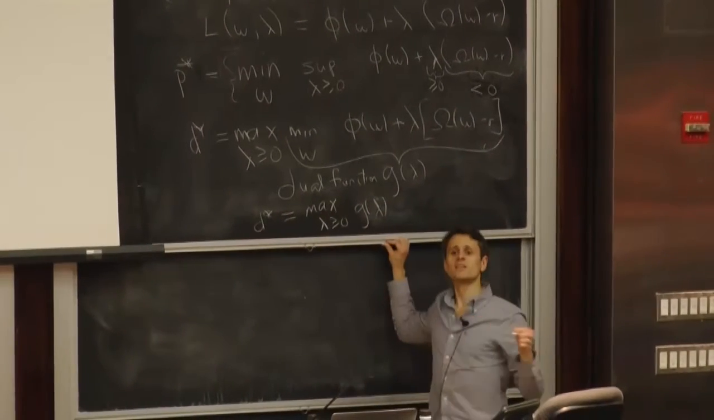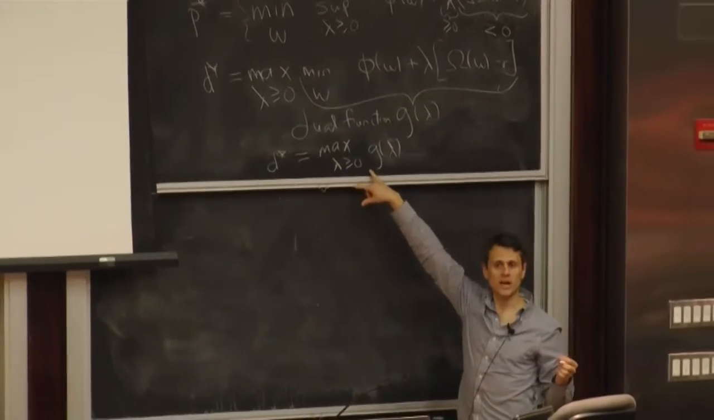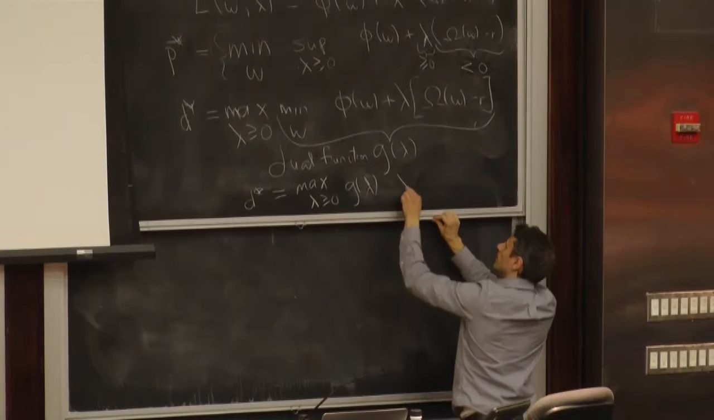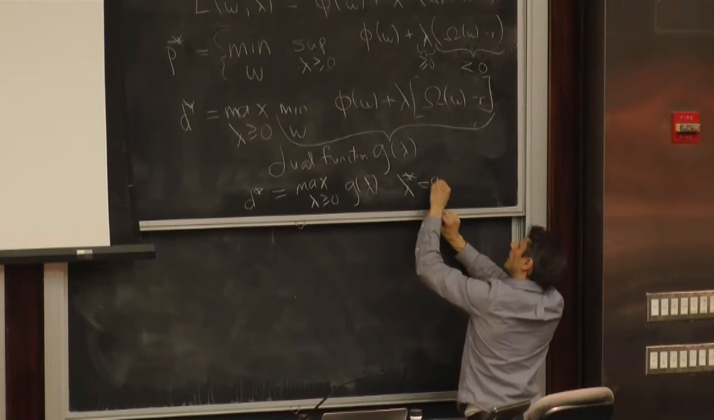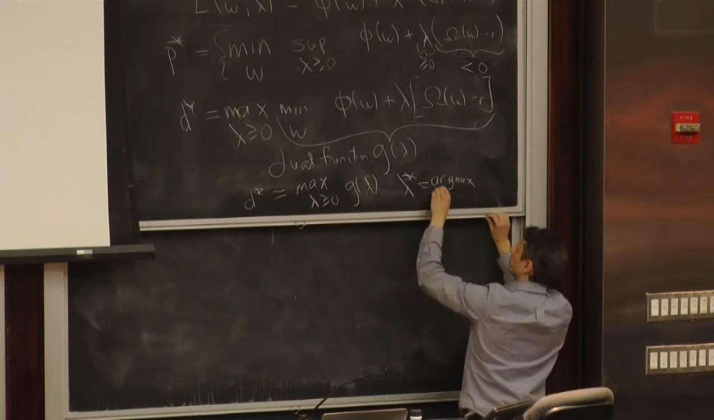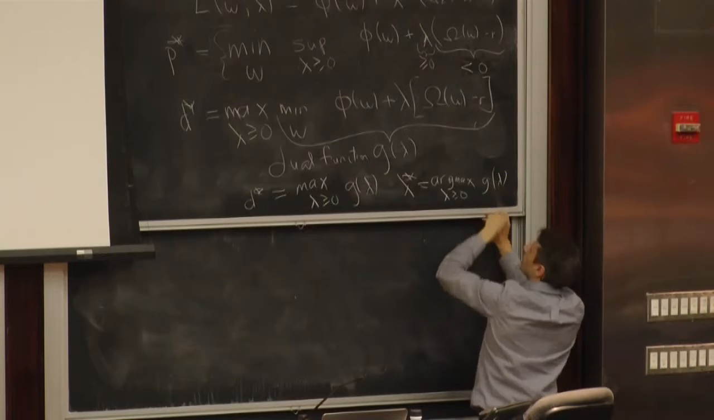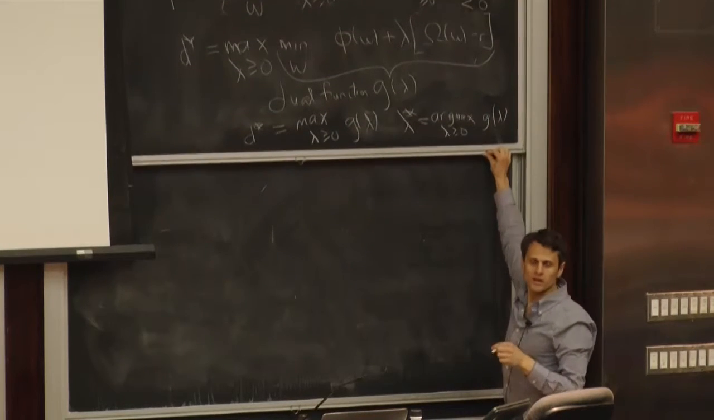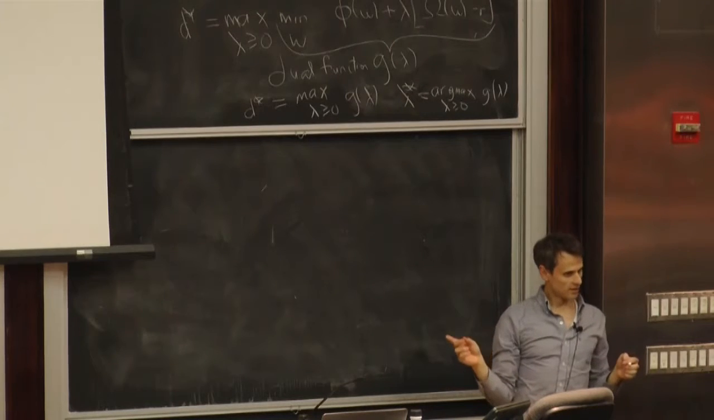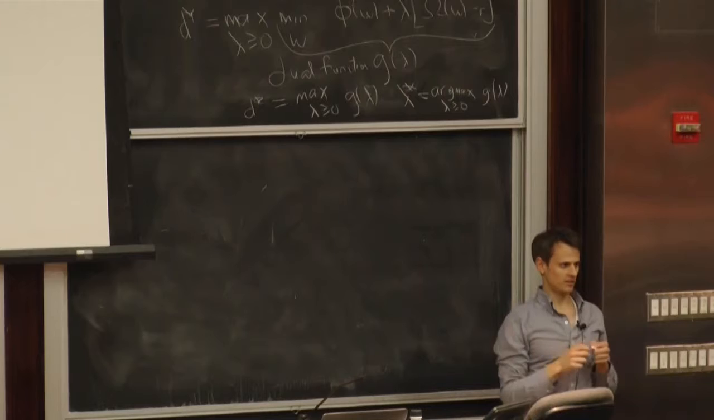OK, you ask, what is lambda star? Lambda star is the lambda at which this maximum is attained. So lambda star is equal to arg max of the dual function. One thing I want you to note: every single time we're optimizing over the Lagrange multiplier, there's a constraint. Do you see the constraint? Greater than or equal to 0.